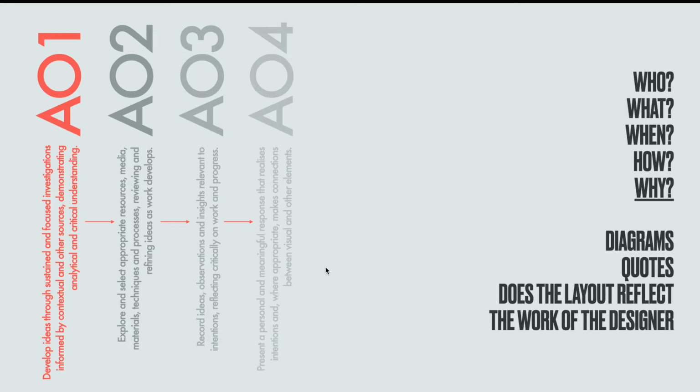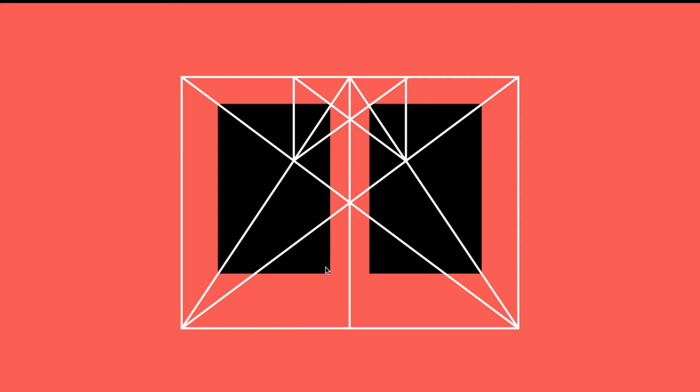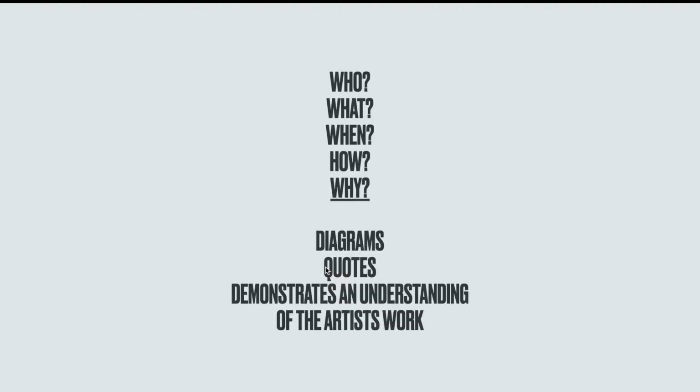So always thinking about these questions: who, why, what, how, when. These are all really important things that you should be asking yourself when you're putting together a critical link. So hopefully you've already watched the introduction to layout. If you haven't, please make sure that you look at this. It explains the grid system and how that can be applied to your critical design pages.